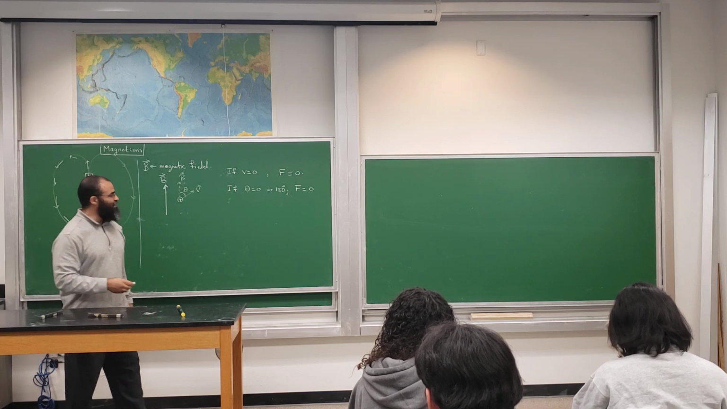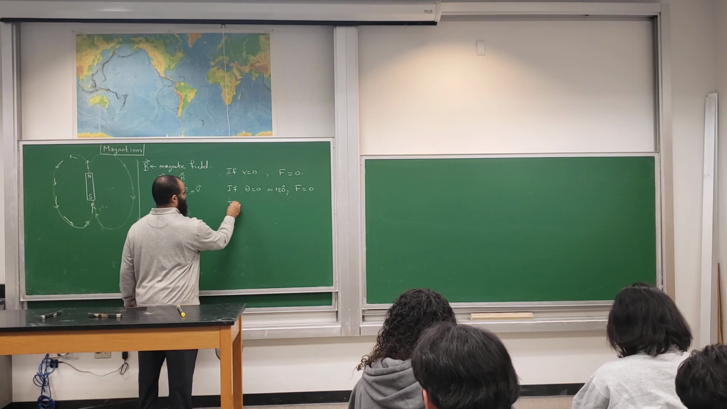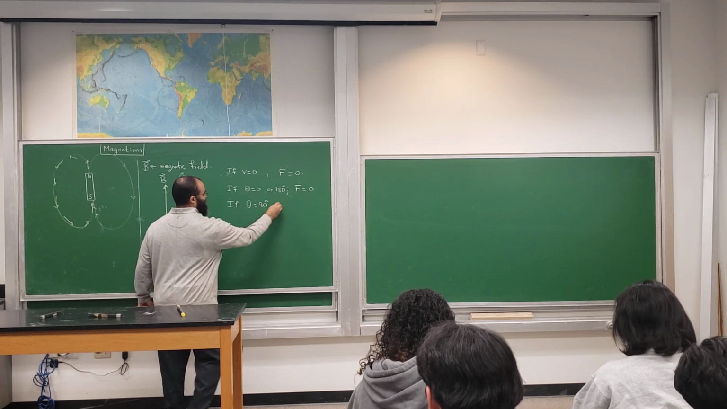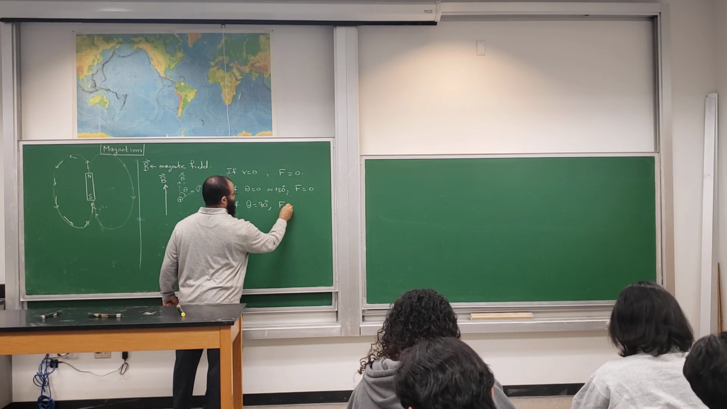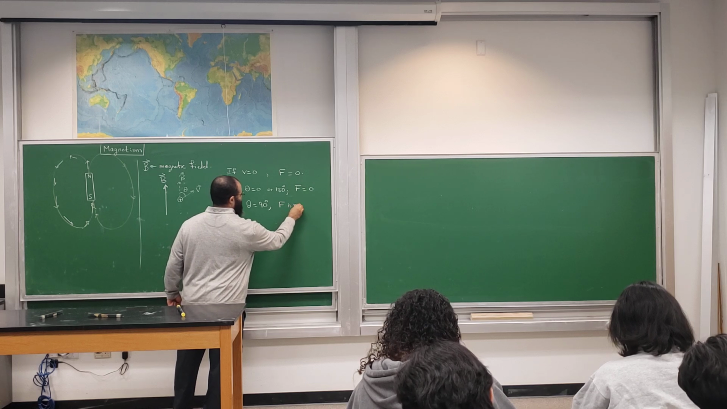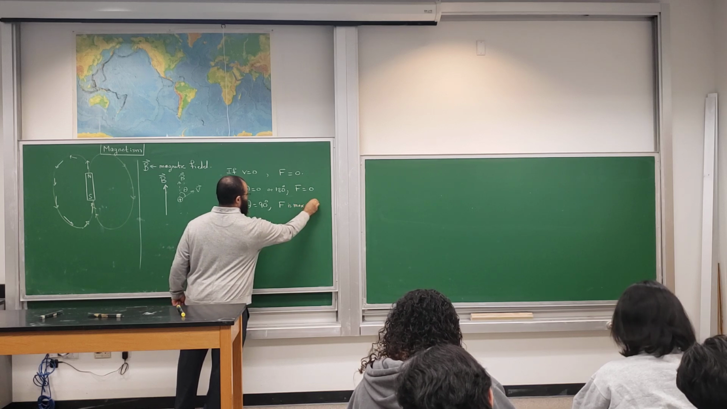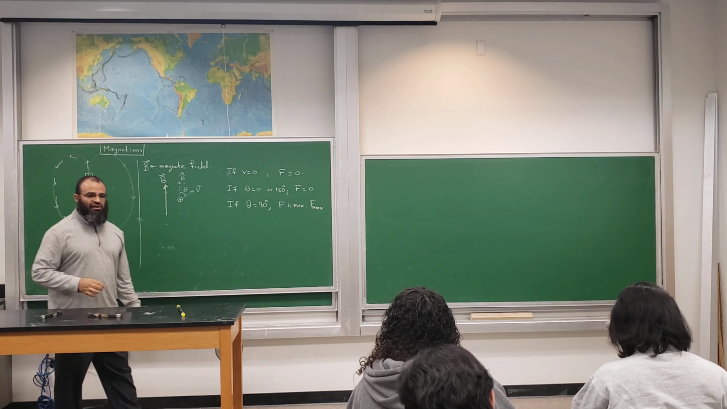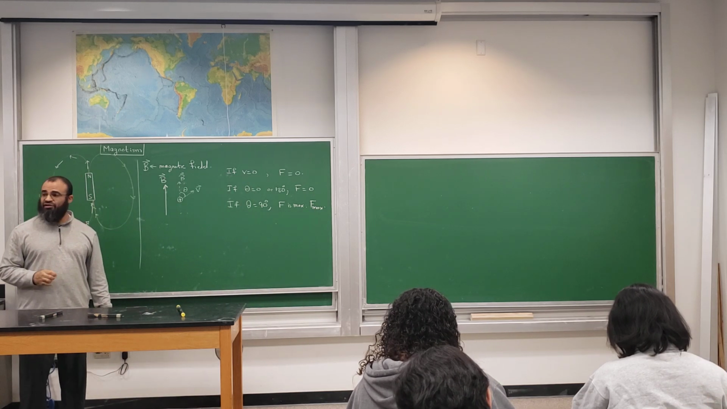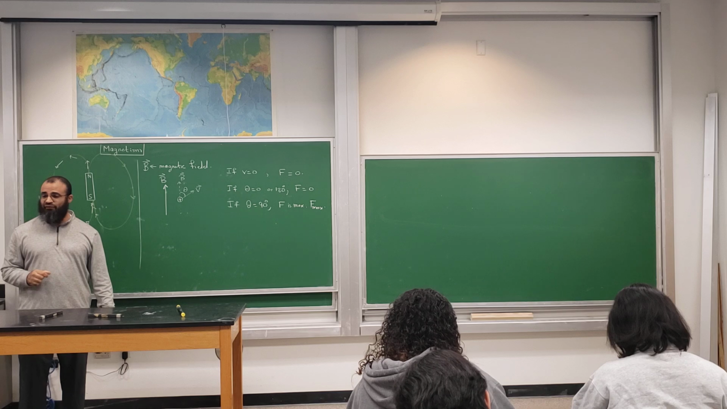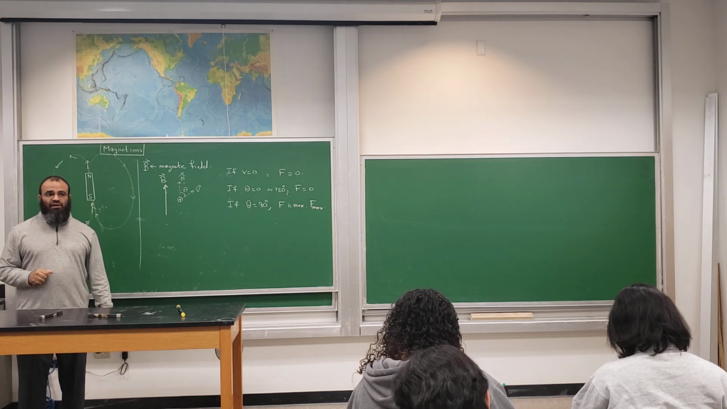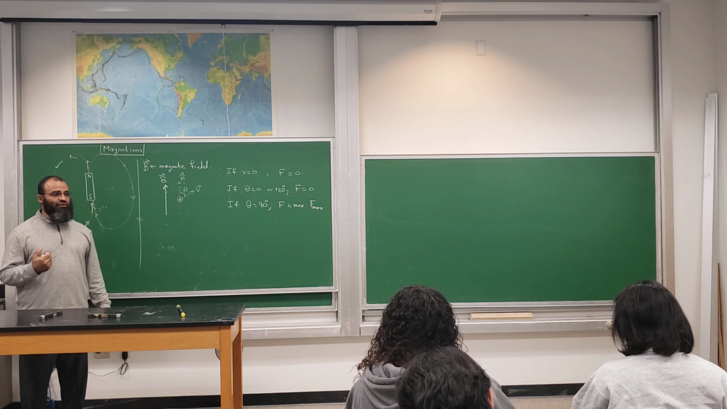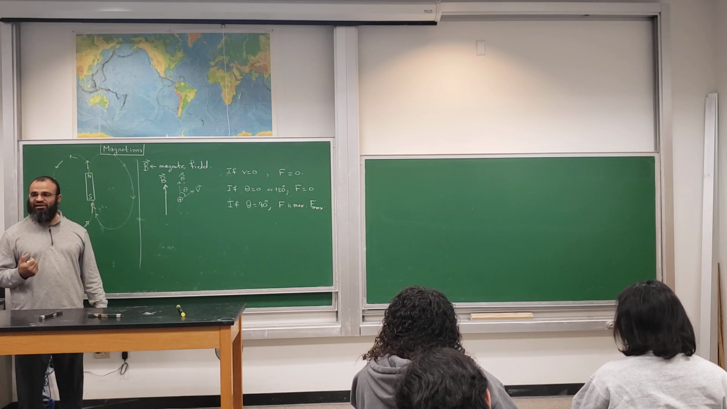So, more experiments. If theta is 90 degrees, the force is maximum. If the angle is 90 degrees, this magnetic force reaches some maximum value. Now, we will use this maximum value of the force to define the magnitude of the field. How much is the magnetic field?